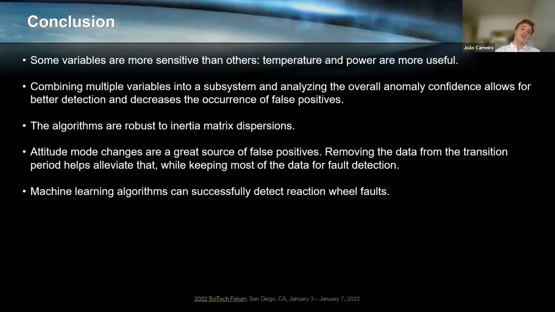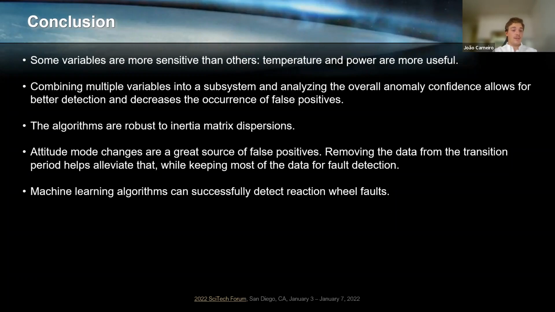So to conclude, some variables are more sensitive than others. The temperature and power are particularly useful, whereas something like the attitude components aren't really useful in fault detection. Also, combining multiple variables into a subsystem and analyzing that overall anomaly confidence yields much better results because it removes some of the false positives that we were getting.